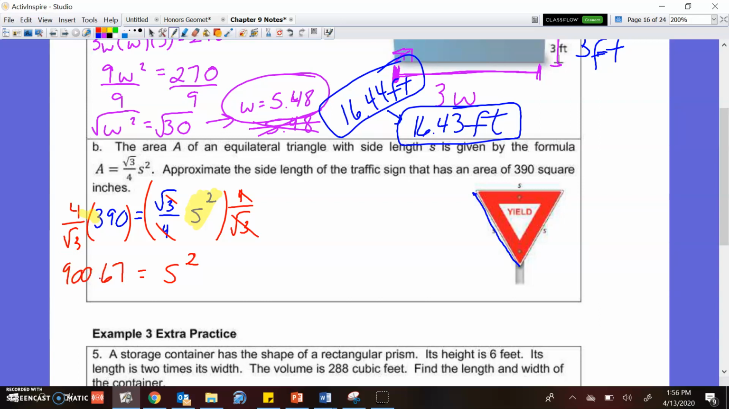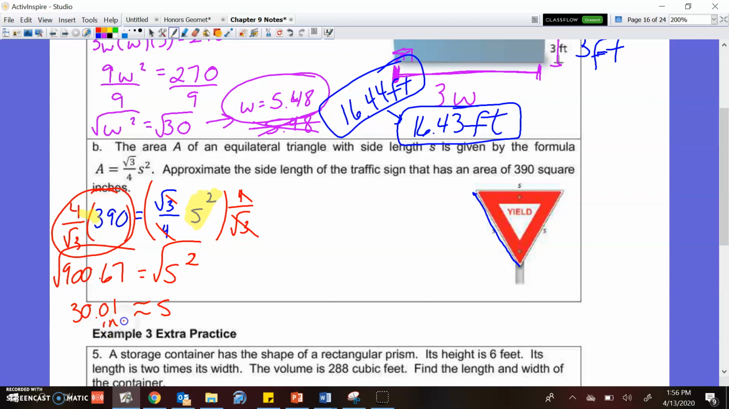Now you also could have done 4 divided by the square root of 3 on your calculator, gotten an answer, and multiplied that by 390, and that would have given you the exact same answer. So how you choose to multiply this is completely up to you. But now we're at our last step. We're going to take the square root of both sides, and it's not going to be a super neat answer, but it's going to be pretty close to 1, and that is 30.01.